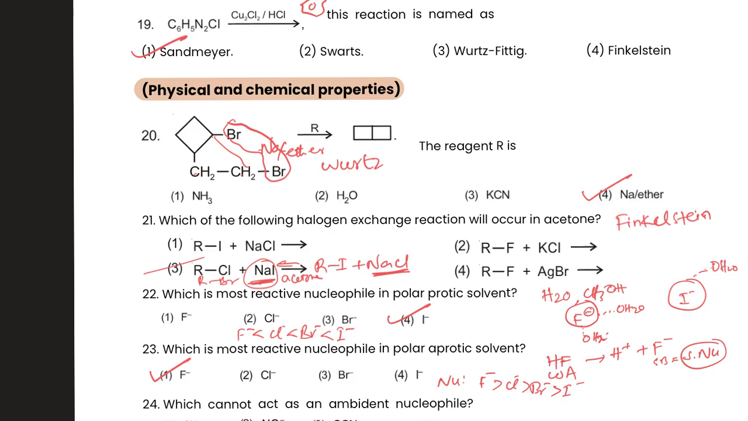Then which cannot act as an ambidentate nucleophile? If both sides can bond, that is called an ambidentate nucleophile. CN minus: carbon also, nitrogen also can bond, that is ambidentate. Nitrogen also, oxygen also is ambidentate. Sulfur also, nitrogen also is ambidentate. OH bonds only through oxygen, so it is not ambidentate. Here they are asking which cannot act as ambidentate, so the answer is 4.